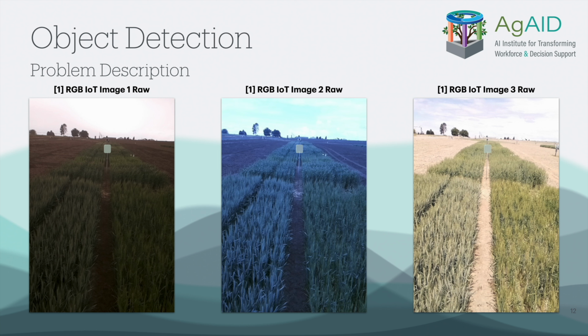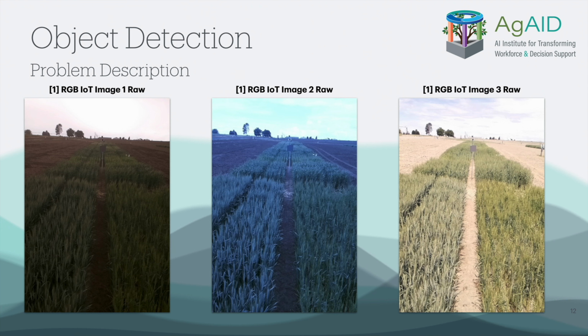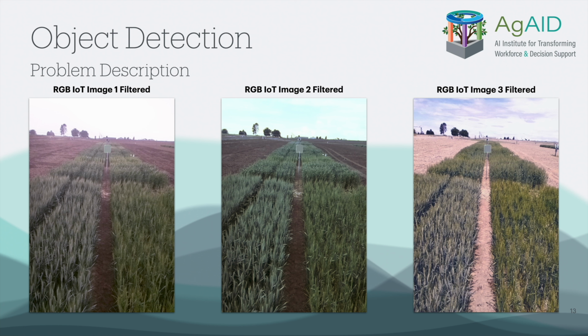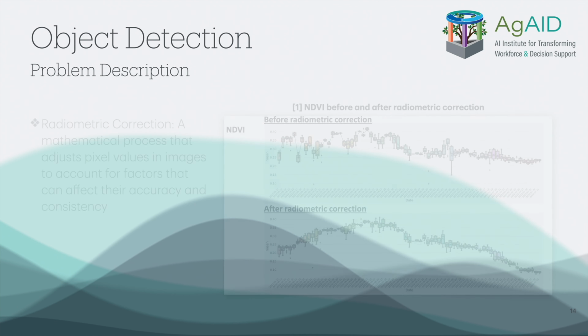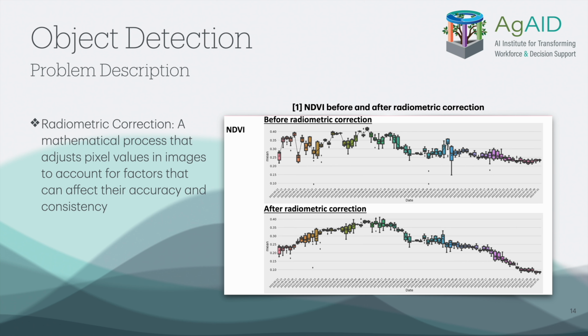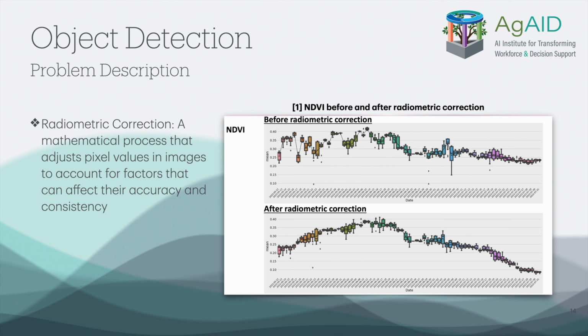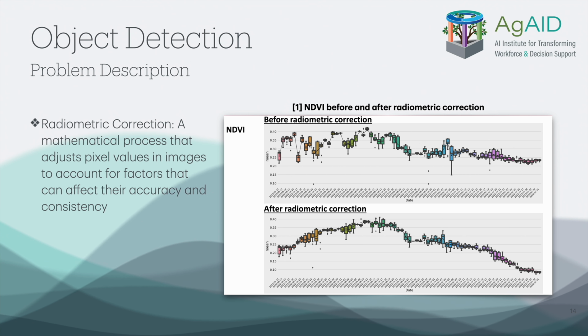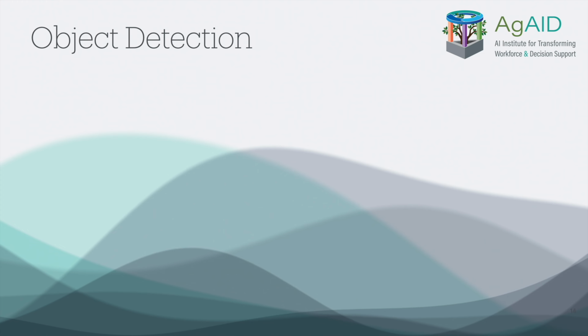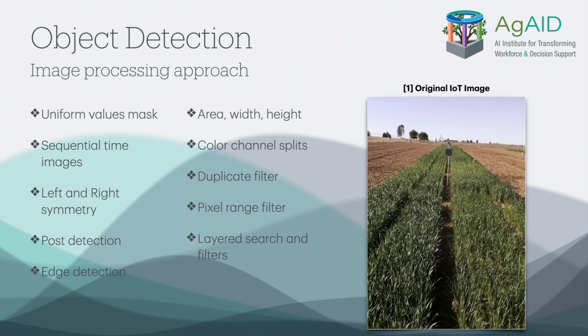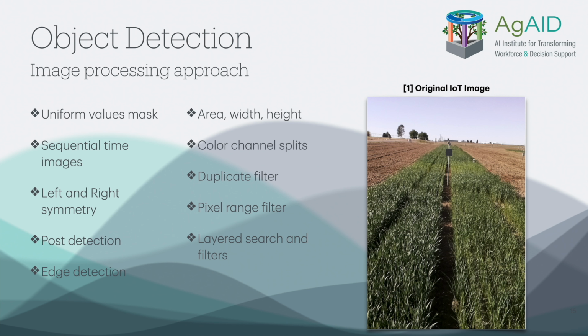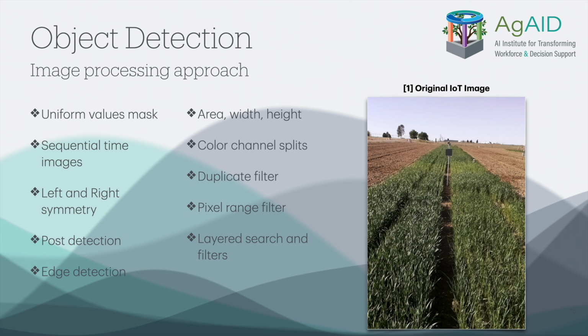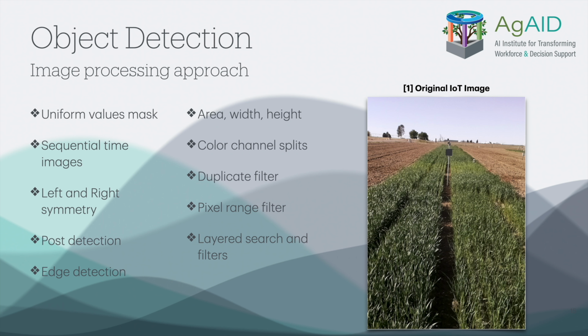We need to detect the reference panel, extract its pixel values, and use the values to normalize the image. This way, the values are less affected by exterior conditions. This process of normalizing pixel values for light consistency is called radiometric correction. On the right is an illustration showing how necessary this step is when processing VI values. In order to use a reference panel, however, either a person or a program needs to detect where the panel is in an image. I took two approaches to this problem. Firstly, image processing.